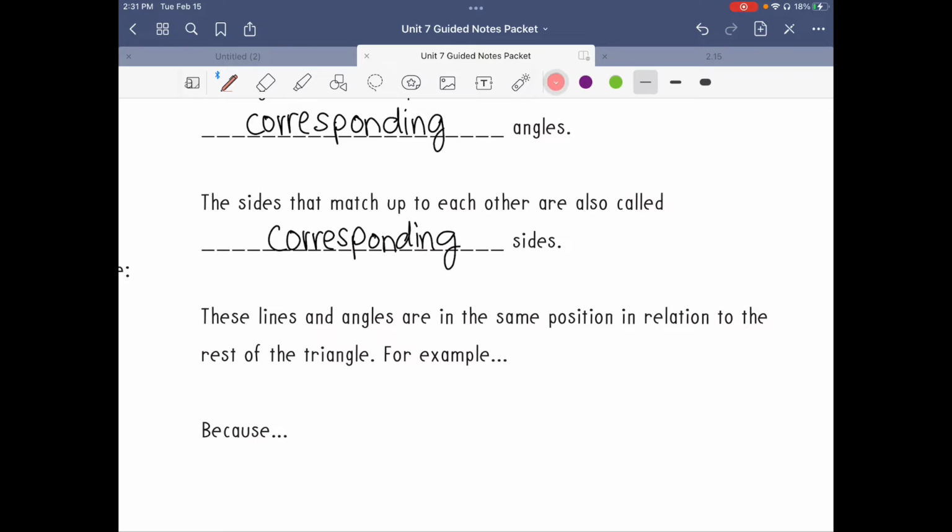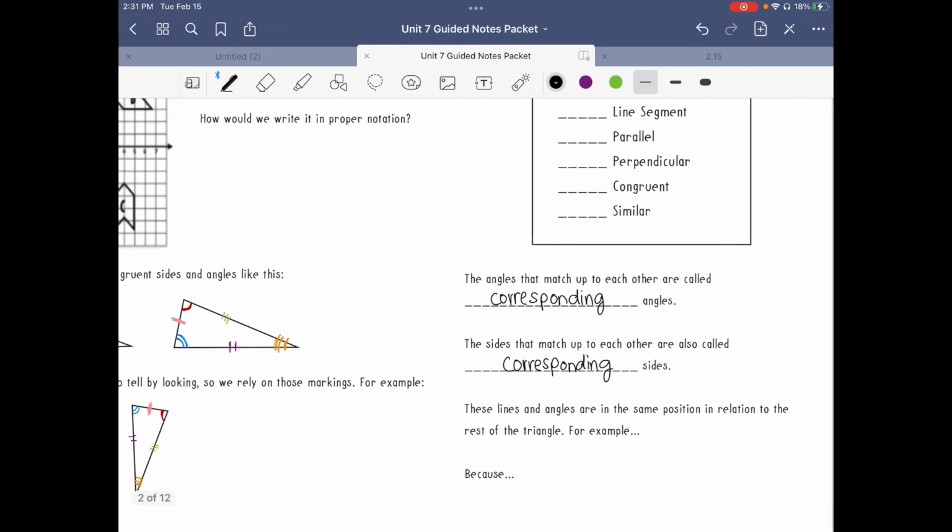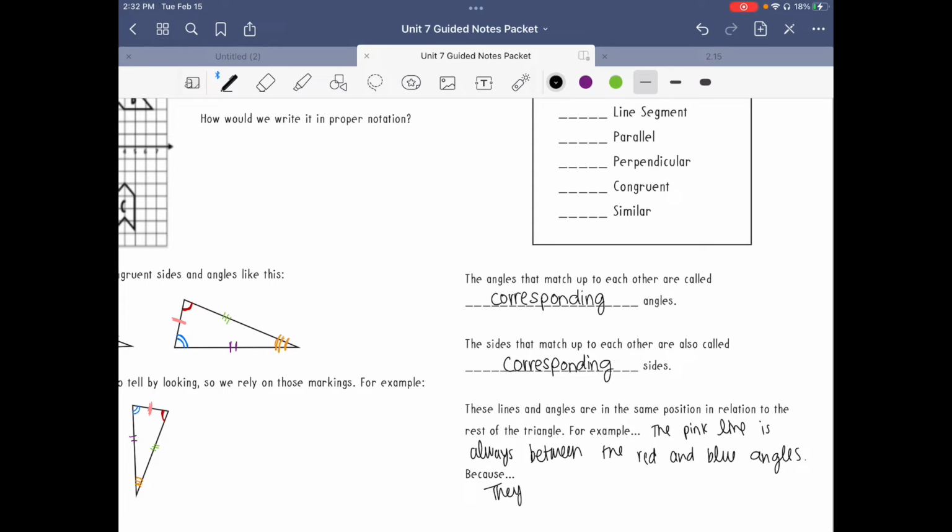Now these lines and angles are in the same position in relation to the rest of the triangle. For example, the pink line is always between the red and blue angles because they are corresponding sides.